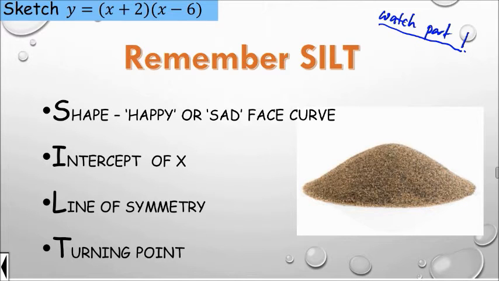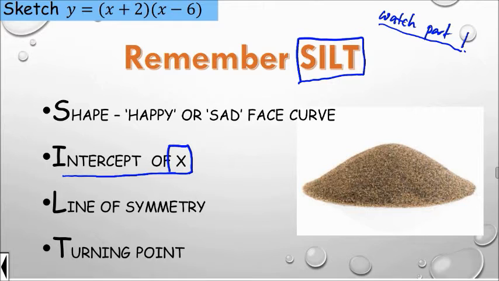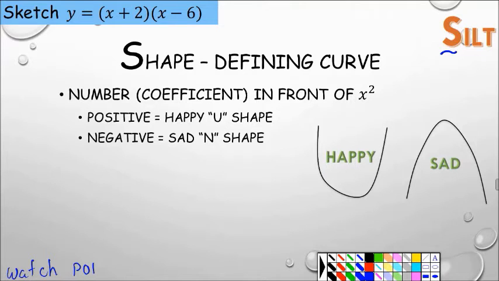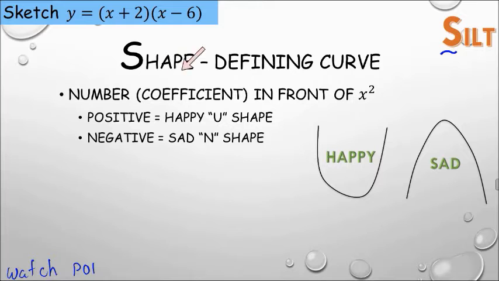To sketch a factorized form curve, remember the same four alphabets, SILT. The only difference is the intercept. Earlier on we found the intercept of y, now we want to find the intercept of x. S means shape. It's similar to the part 1 video, so watch it for more details.